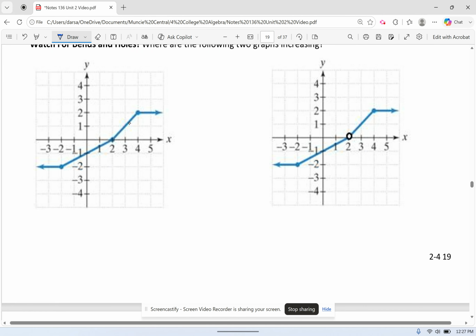So when I would look at this graph, if I wanted to say, where is this graph increasing? I would say it's increasing from -2 all the way to 4, and I wouldn't need to break it up at that 2. Just because it kind of changes how fast it's increasing, it's still increasing that whole time. But the second graph is different.